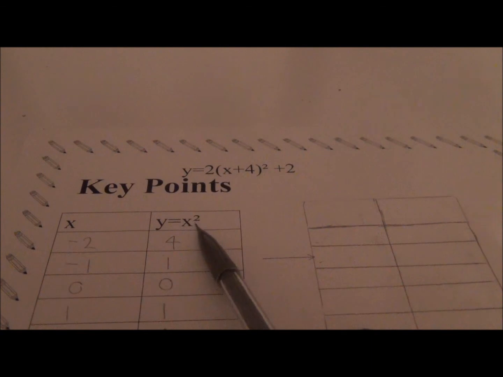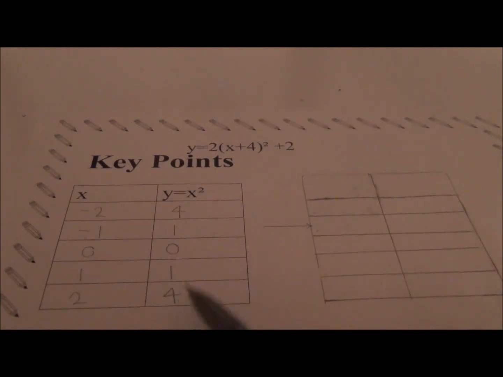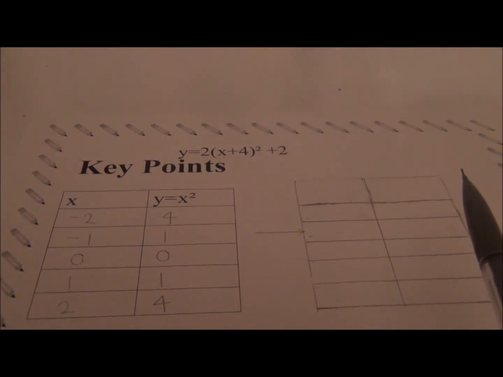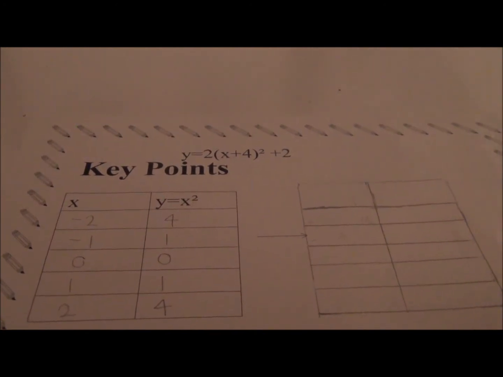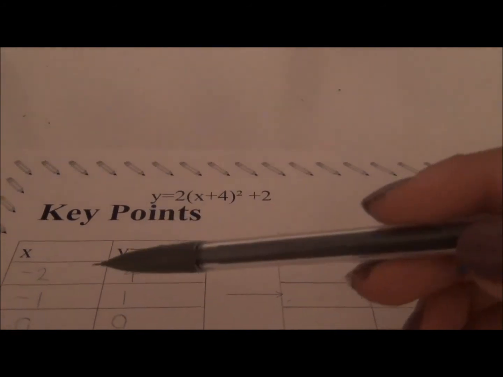This is the following equation: y equals 2(x plus 4) squared plus 2. We're going to use the key points of y equals x squared, which are 4, 1, 0, 1, 4. As I mentioned, I said by using parts of the equation to graph the equation. So I'm going to use parts of the equation and substitute them into the x's and y's.